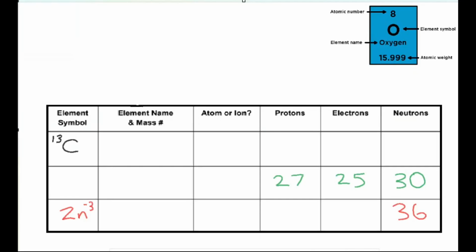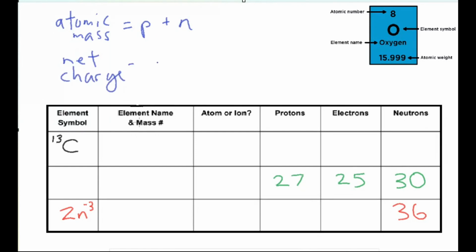In this video, you're going to be learning about some concepts and calculations in order to fill out the table you see below. Before we jump into the table, you definitely want to know that the atomic mass is equivalent to the sum of the protons plus the neutrons. And also, if you want the net charge of an atom, then that is going to be the difference between the protons and our negatively charged electrons.